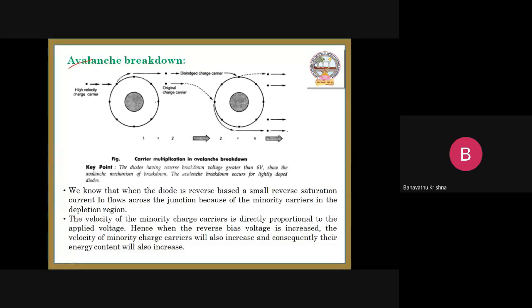In the next step, 2 into 4 means each of these four releases 2 charge particles, so it becomes 8. Initially it is 1, but finally it keeps increasing. So what we are observing here is that the number of charge particles is increasing. How are the charge particles increasing in this order?